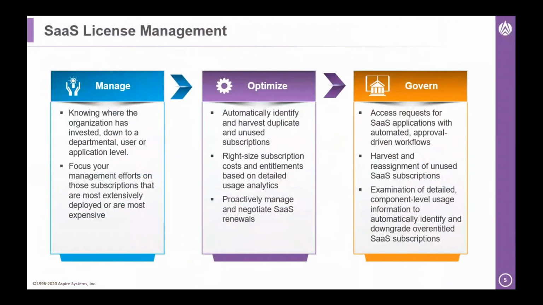Now here we have three different sections about managing licenses in a SaaS platform. How do we manage it? How do we optimize it? And how do we govern those things? So now we should be thinking very strategically first about how these licenses are assigned to a user and how effectively they are optimized.